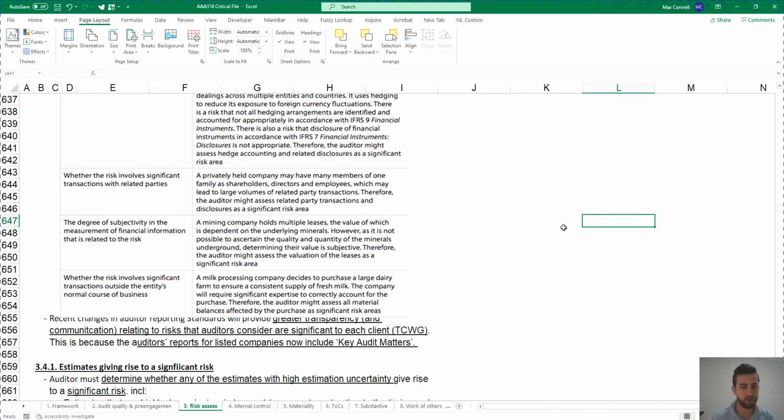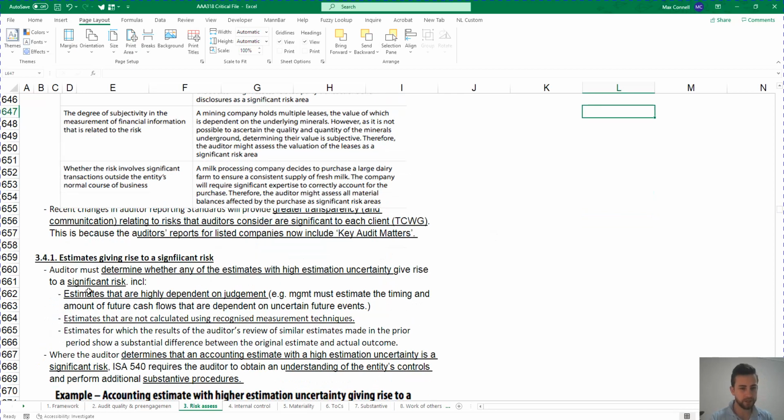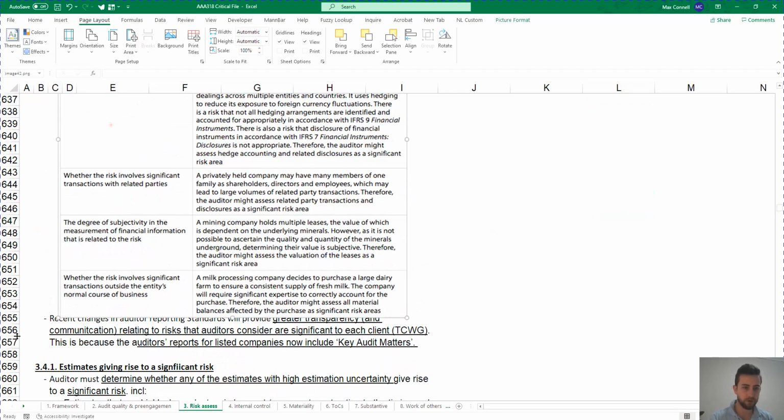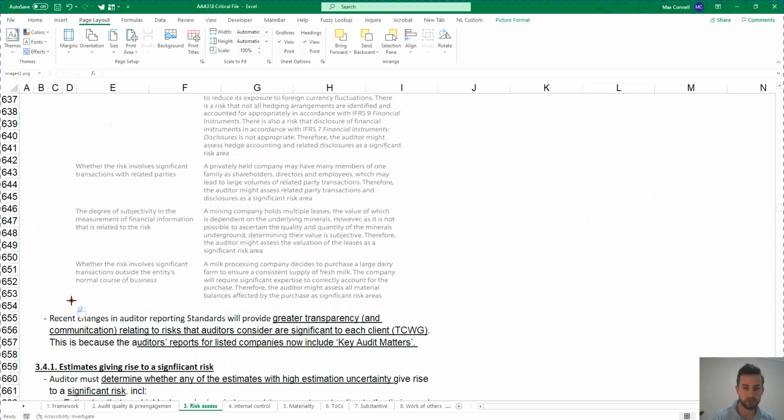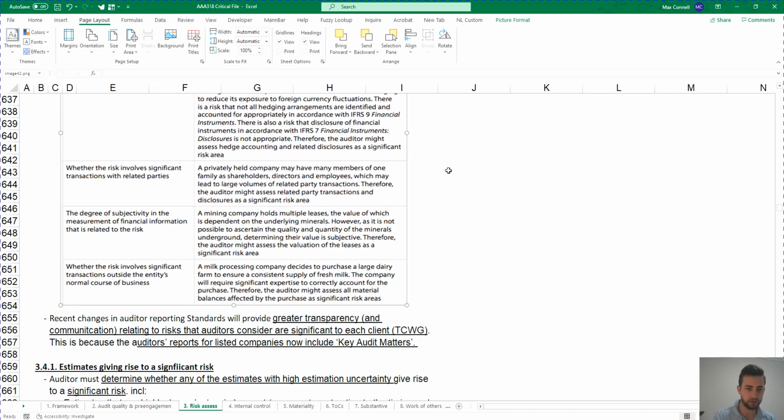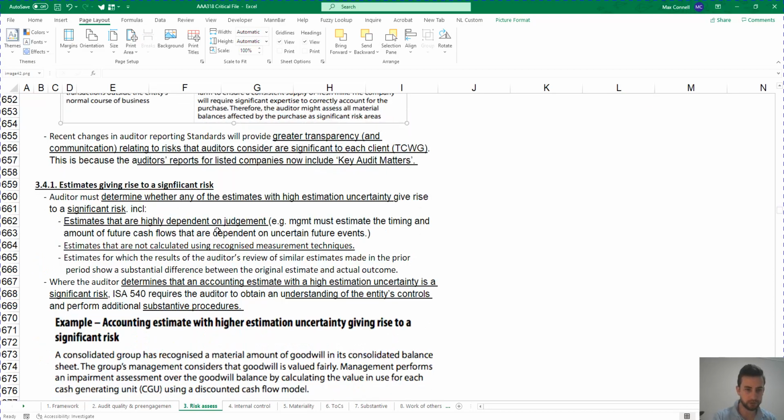So a privately held company may have many members of a family as shareholders, directors, and employees, which may lead to large volumes of related party transactions. Therefore, the auditor might assess related party transactions and disclosures as a significant risk. So there's a few other examples there you can read. I won't go through it in detail because it's not adding a lot of value. I think you understand the concept.